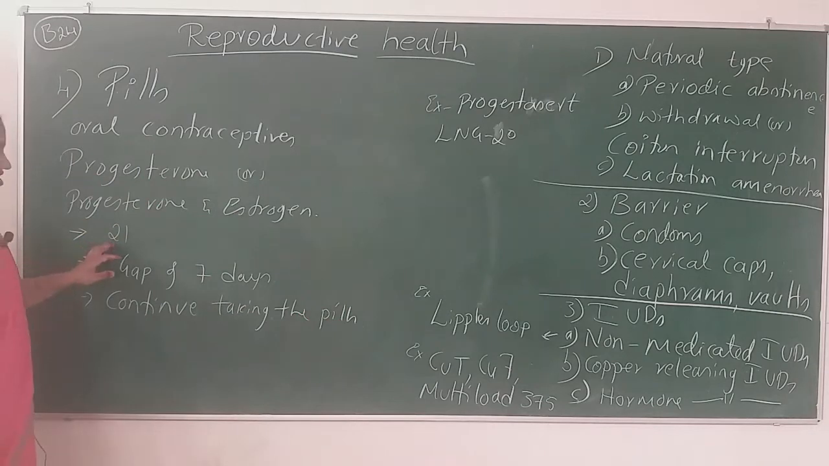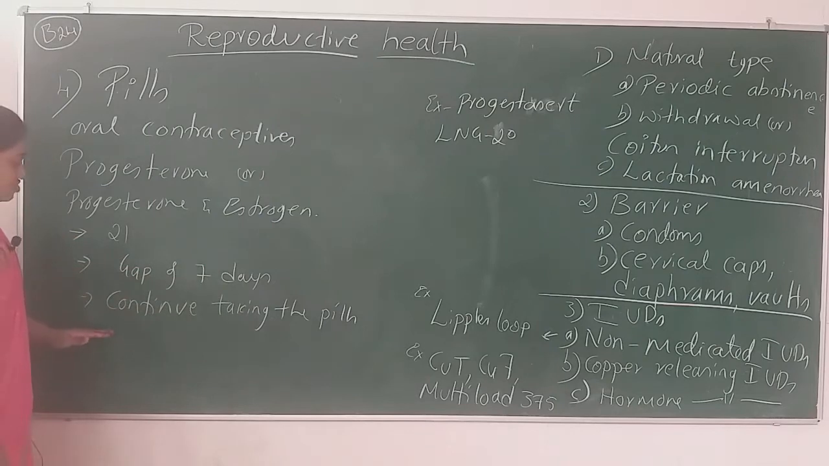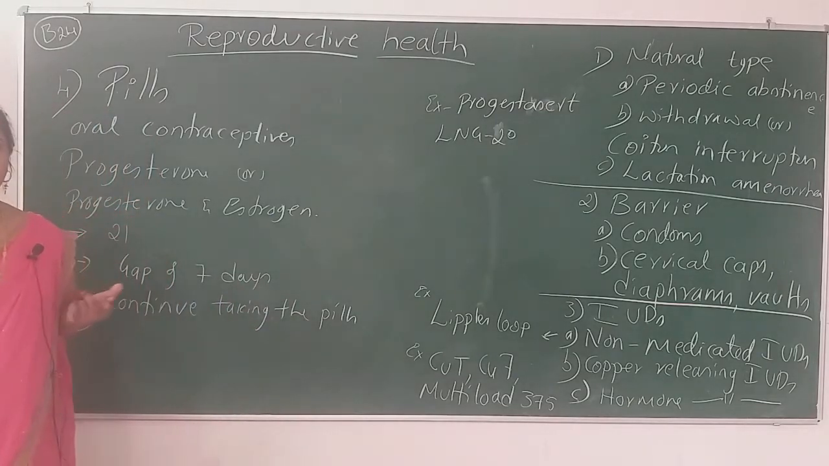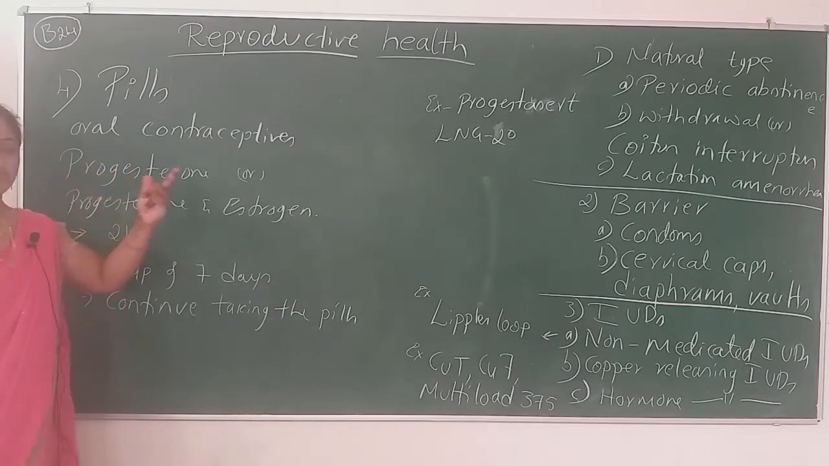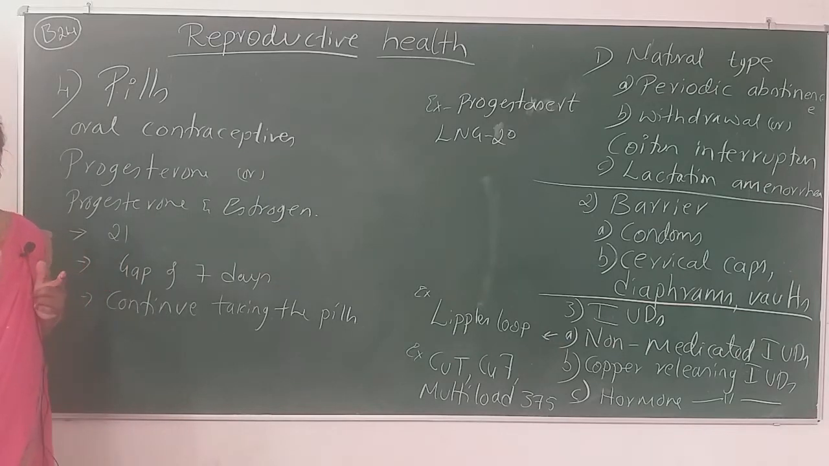Initially she takes 21 pills. After that she gives a gap during menstruation. Again after 7 days she has to continue taking the pills. She has to take the pills continuously for the better result. What is there in the pills? The pills will have progesterone hormones or a combination of progesterone and estrogen hormones.